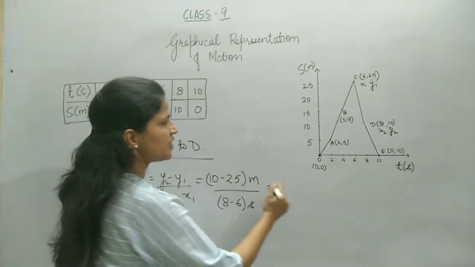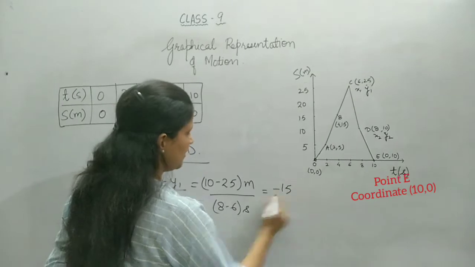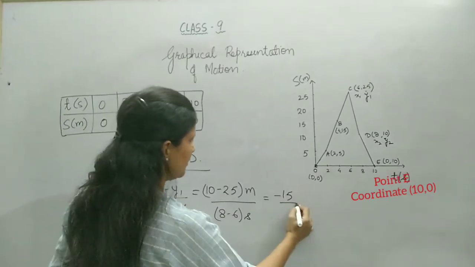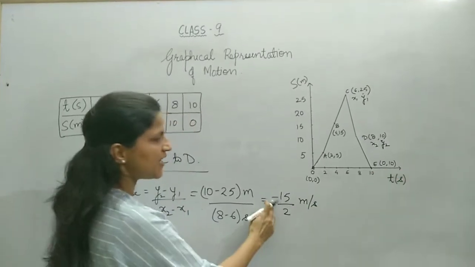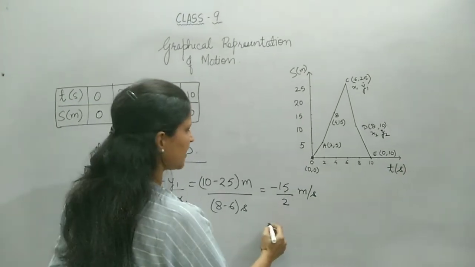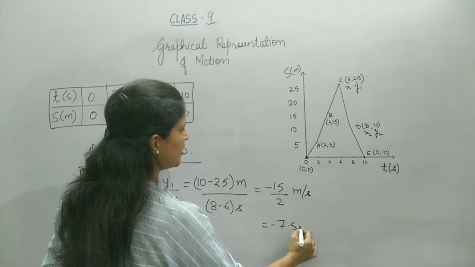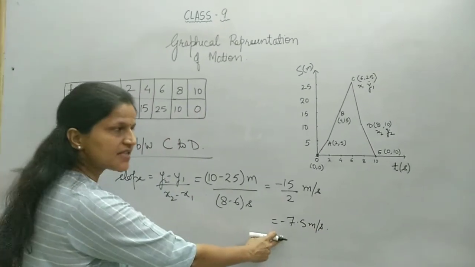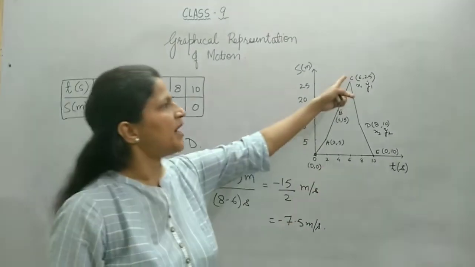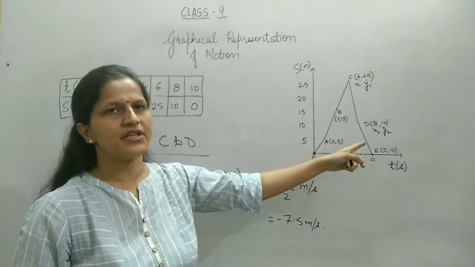So 10 minus 25 will be minus 15. 8 minus 6 will be 2 seconds. So this is minus 15 upon 2 meter per second, minus 7.5 meter per second. So this value is coming with a negative sign indicating that this part of motion has a negative velocity.